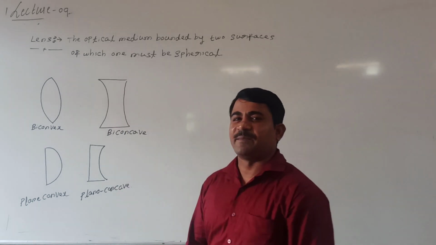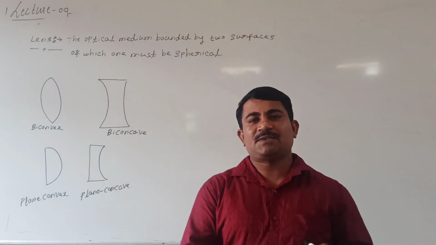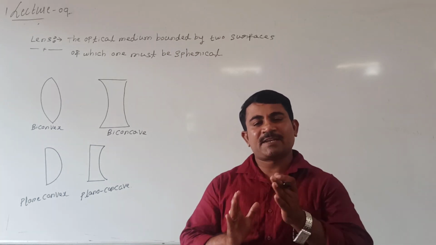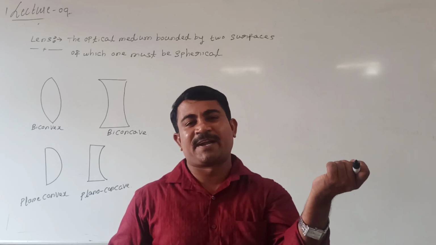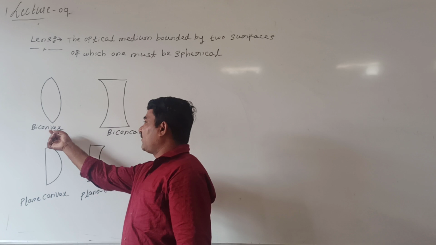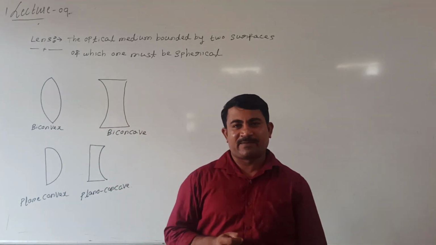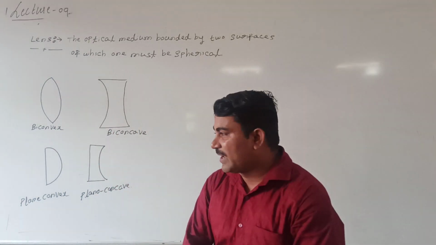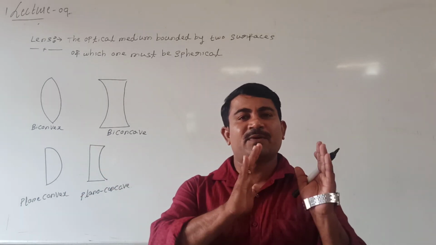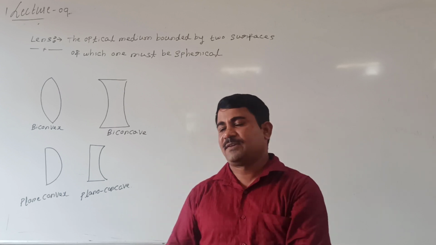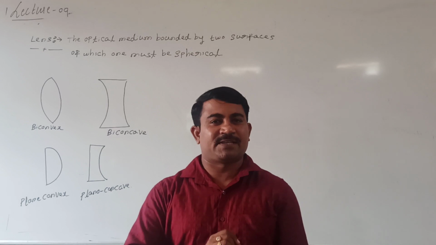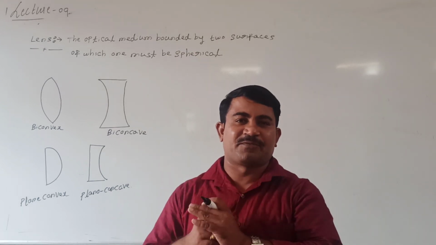Different types of lens are available, but our main intention is to study biconvex lens and concave lens. Both lenses we'll see, and how the refraction of light takes place, that we'll see now. See here. This lens I can call biconvex lens. This lens I can call biconcave lens. This biconvex lens simply you can call converging lens, because it converges the ray of light after refraction. And the biconcave lens we are calling divergent lens, because it diverges the ray of light after refraction.